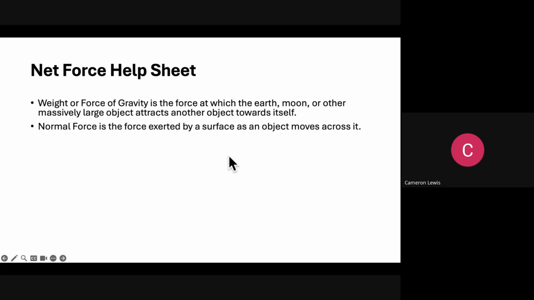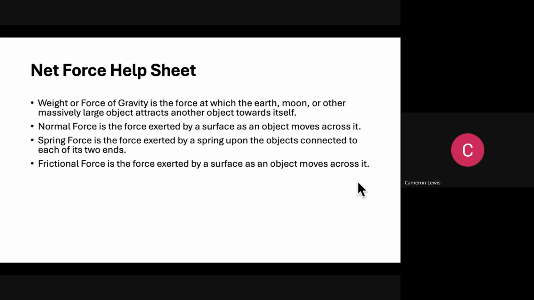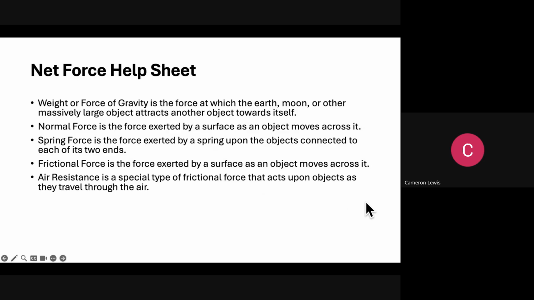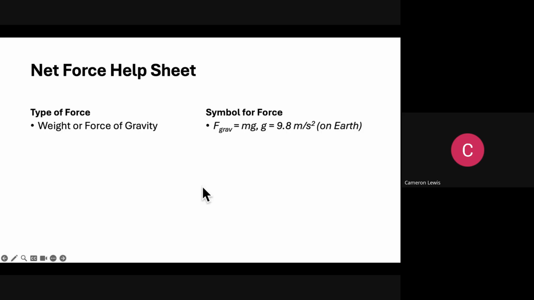Then we have normal force. It's the force exerted by a surface as an object moves across it. I'll go through the whole thing. We have spring force, the force exerted by a spring when two objects are connected. Frictional force, the force exerted by a surface as an object moves across it. Air resistance, the type of frictional force that acts upon us as we travel through the air. What else do we have? Tension, in a string, rope, wire, or cable, and then applied force, which is a force applied to an object by a person or another object. So those are all the main forces that we're going to see in here.